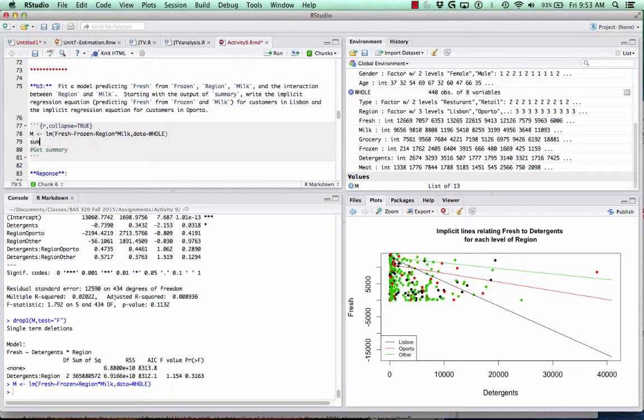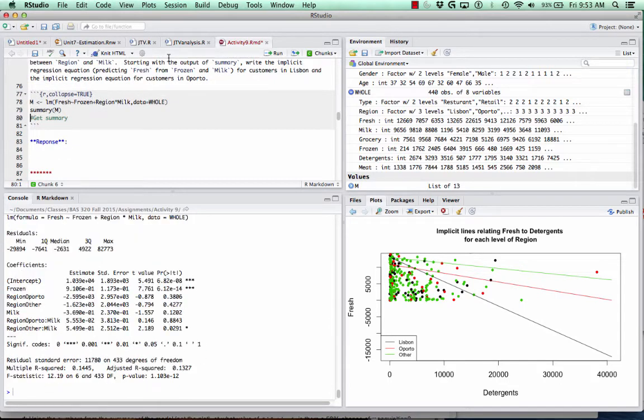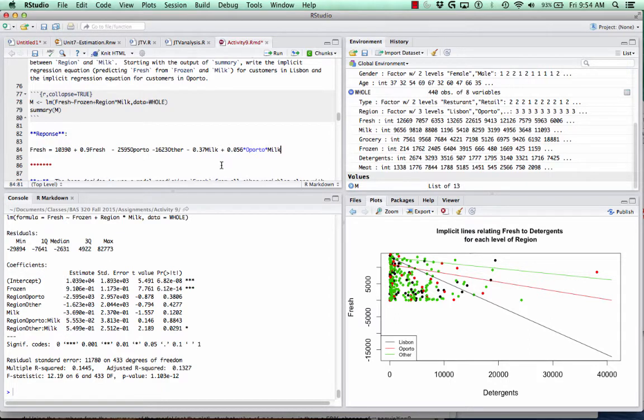So, all right, let's get the summary of that model, because to write out the implicit regression equations, we always start out with the entirety of the regression equation and then plug in the relevant values. So we have that Fresh is equal to 10,390, that's the intercept, plus 0.9 times frozen, minus 2595 times Oporto, minus 1623 times other, minus 0.37 times milk, just rounding a little bit, plus 0.056 times Oporto times milk. That's this interaction term right here. And then plus 0.055 times other times milk. That's this interaction term right here. Just a coincidence that these two coefficients happen to be the same.